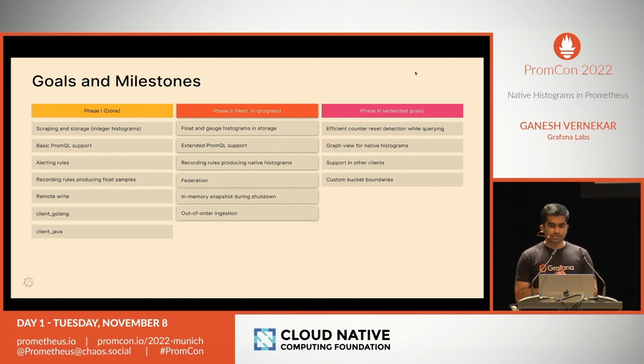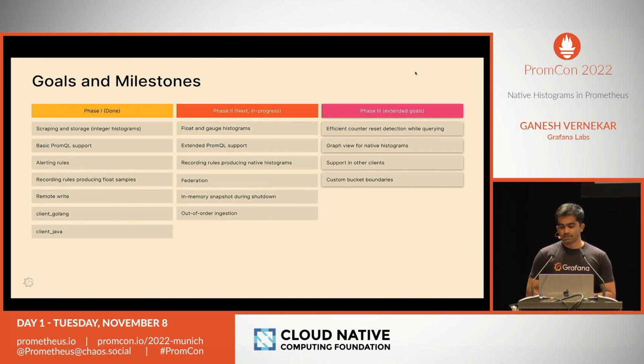And there are few features that we left out of the initial iterations, like federation, in-memory snapshot during shutdown, and out-of-order ingestion. Those don't support native histograms right now. There are few extended goals. I won't go into much details.